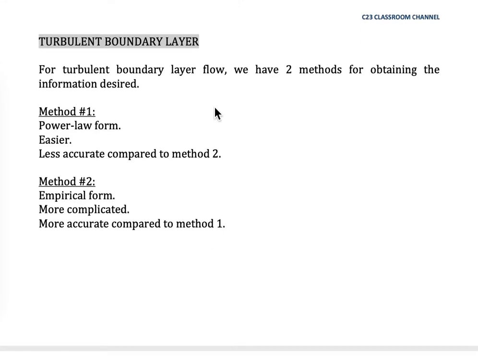Okay, so we go for turbulent boundary layers. For turbulent boundary layer flow, we have two methods for obtaining the information desired. Method one is the power law form, and it is easier, but it is a little bit less accurate compared to method number two. Method number two is called the empirical form. It is more complicated, however, the result is more accurate compared to the power law form. In our syllabus, we are focusing on the power law form because it is quite easy, and students could derive it by themselves on paper in the final exam.